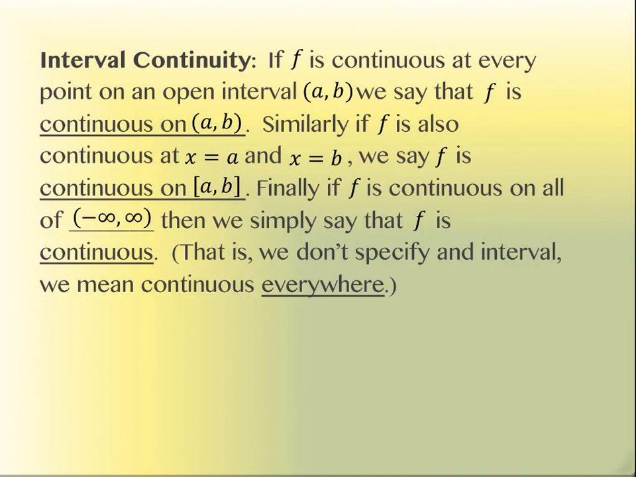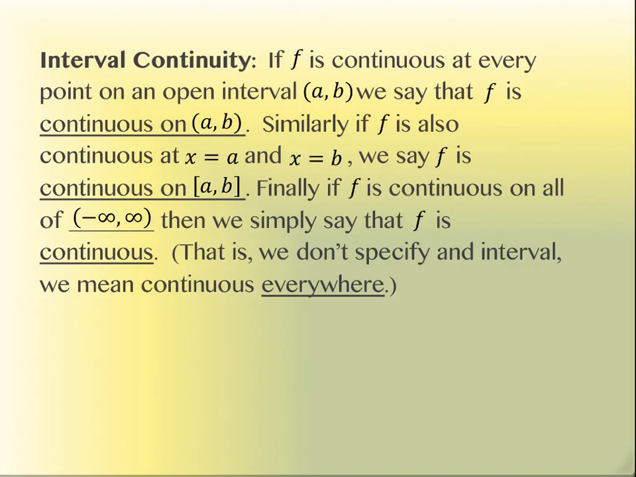All right, our last piece that we're going to write in this section, I think, or at least on this page, is about interval continuity. So everything we defined before was talking about the continuity of a specific point. Now we're talking about the continuity on an interval of points. So f is continuous if f is continuous at every point in the interval, then it's continuous on the open interval. Similarly, if it's also continuous at the endpoints, then it's continuous on the closed interval.